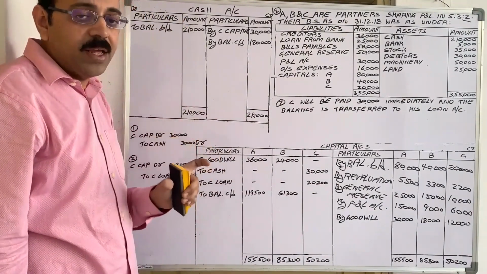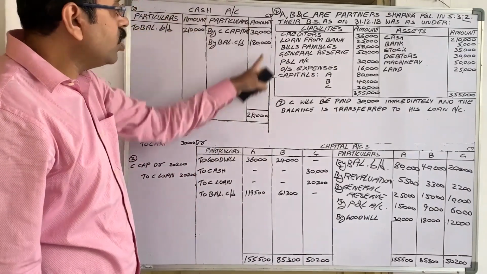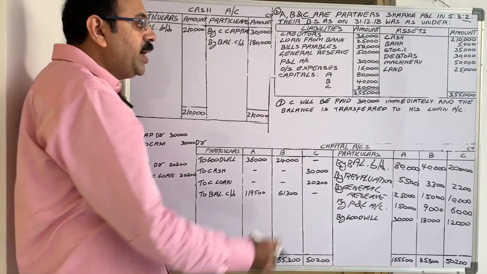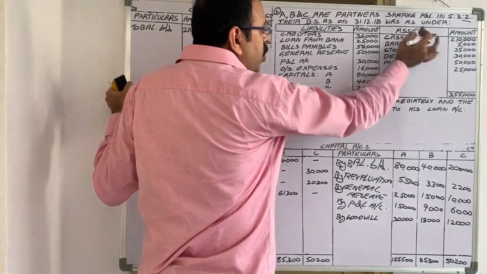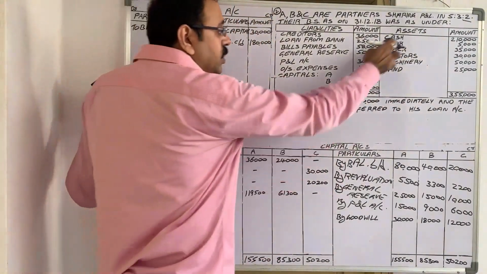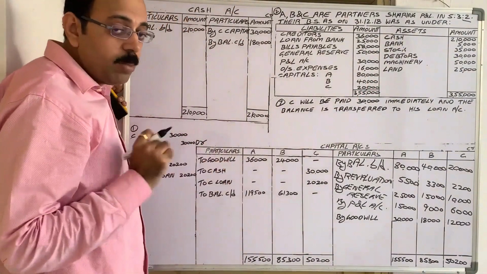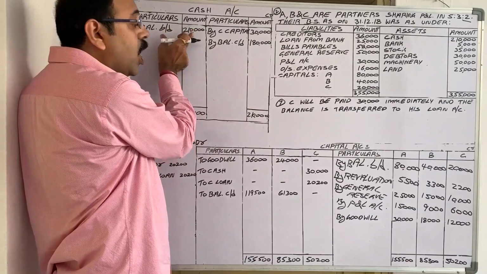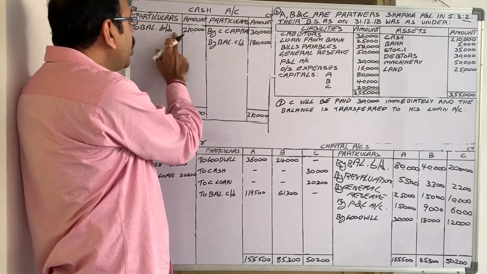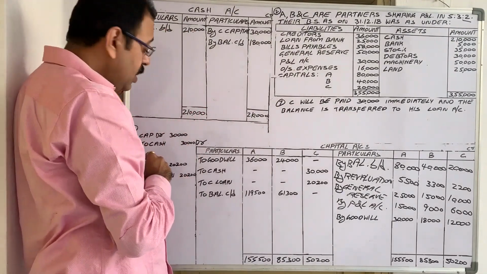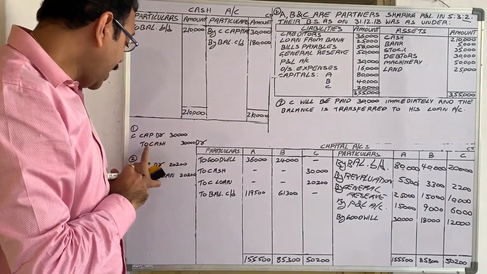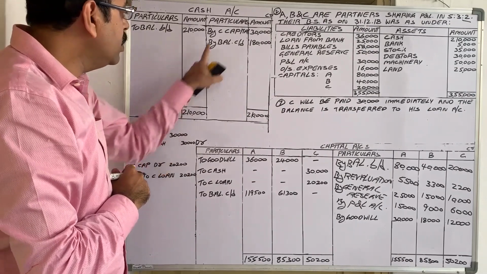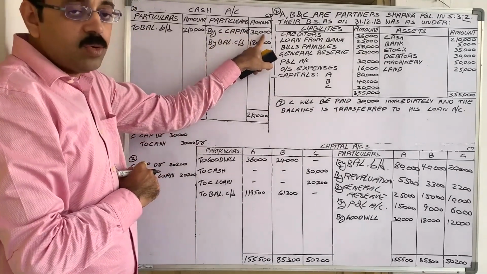As cash is paid in this problem, cash account also we have to prepare. So we have to start this account by taking the balance from old balance sheet. Cash is an asset. Asset shows a debit balance. Therefore, that cash balance you have to write on debit side. To balance brought down 2,10,000 rupees. Then first entry, cash is credited now. So credit side we have to write by capital. By capital 30,000.